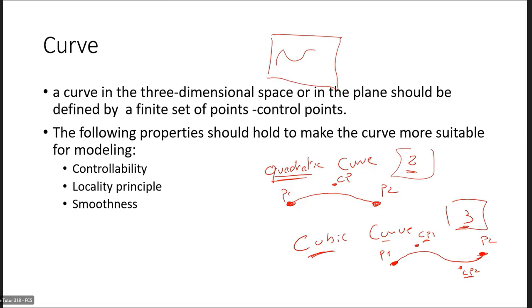For a curve in 3-dimensional space or in a plane, it should be defined as a finite set of points and control points. You can see that in this curve, we have some points and some control points. You have 2 points and 1 control point. Here you have the start and the ending point, and you have 2 control points for the cubic.